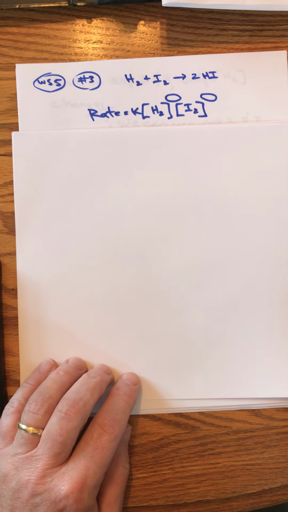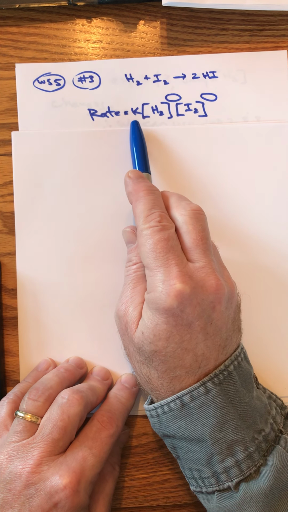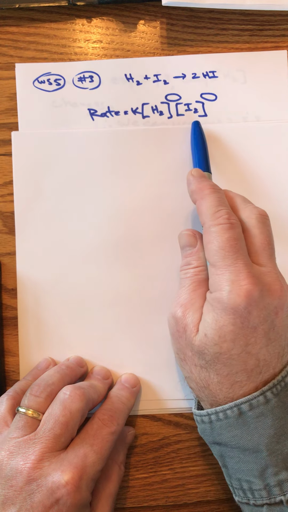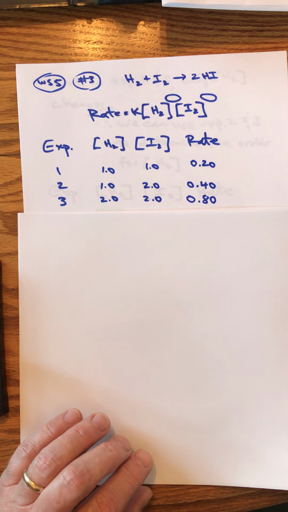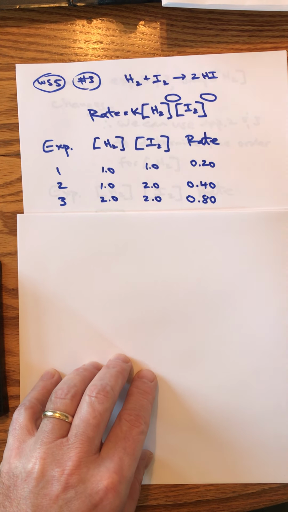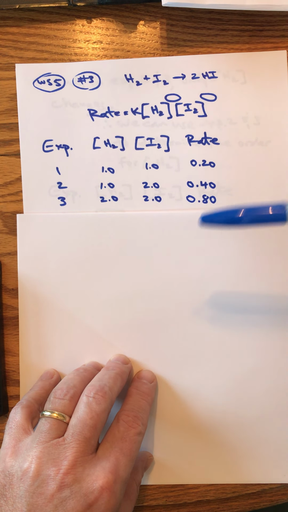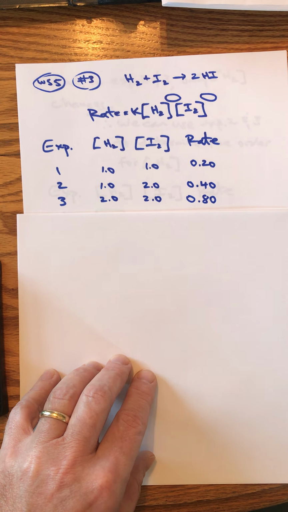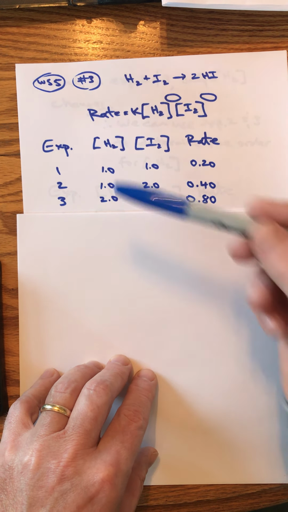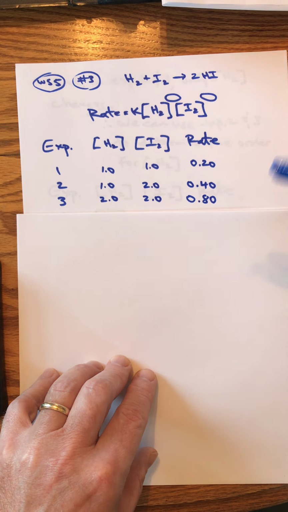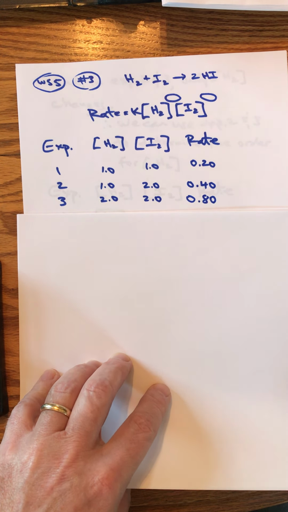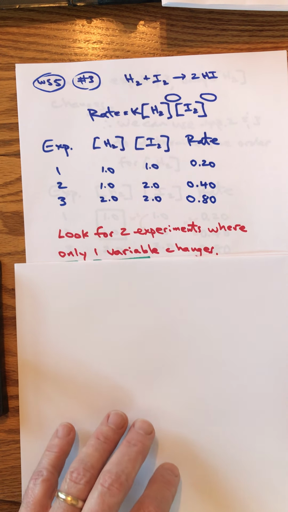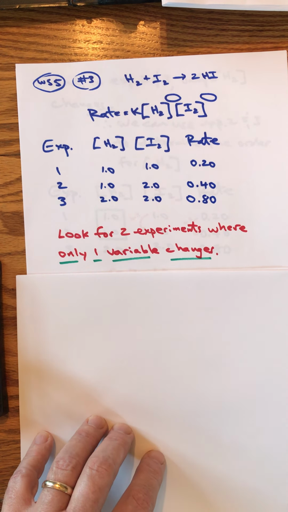Okay, so my rate law would take the general form of rate equals K times H2 to some order times the concentration of I2 to some order. So here's my data. And what I'm going to do is try to scan the data and look for a series of experiments, two experiments, in which only one factor is changed. If only one concentration of reactant changes, then I can determine the rate change and surmise the order for just that factor. So look for something where only one variable changes.